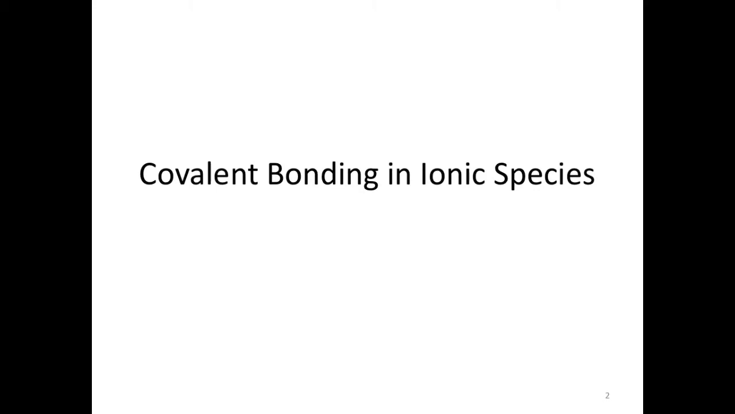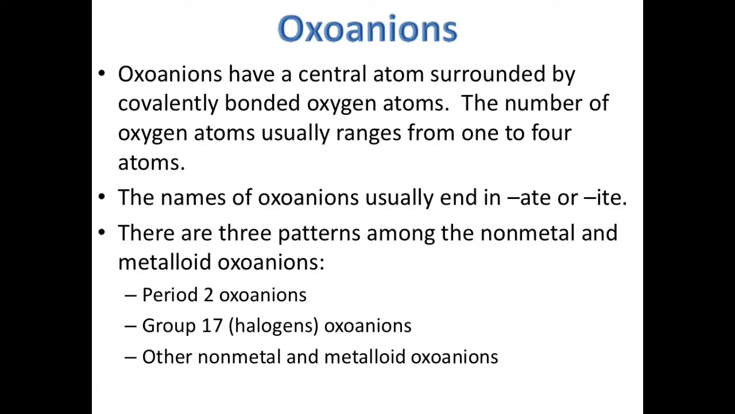Covalent bonding in ionic species. Oxoanions. In the case of oxoanions, the central atom is surrounded by a number of covalently bound oxygens. They can number generally from 1 to 4 oxygens around the central atom, which is typically a nonmetal. However, there are a few oxoanions where they have a metal in the center of them, and we will talk about those. The names of oxoanions usually end in ATE or ITE.